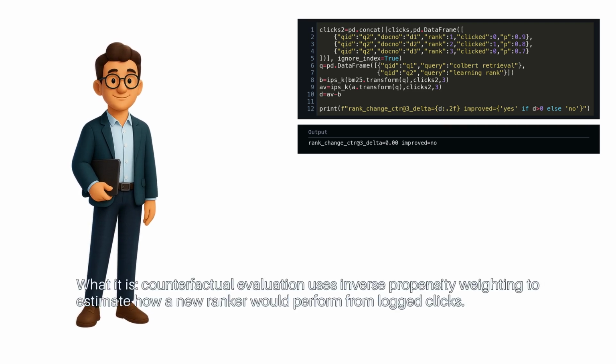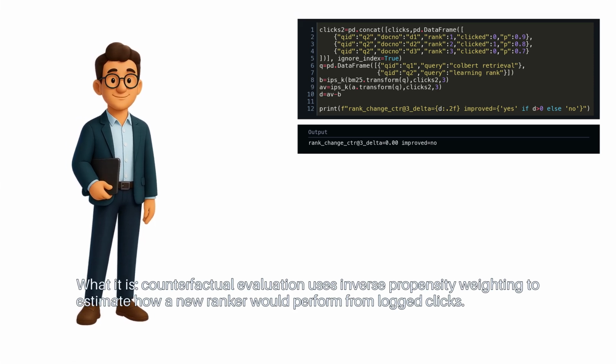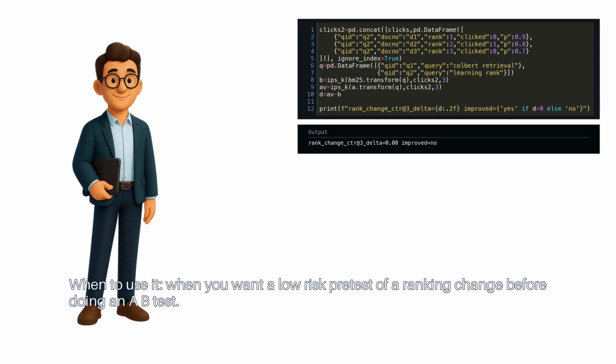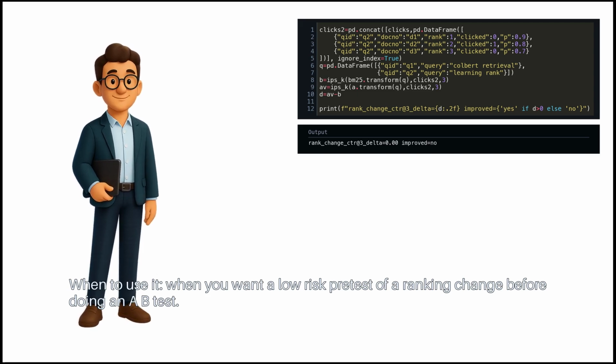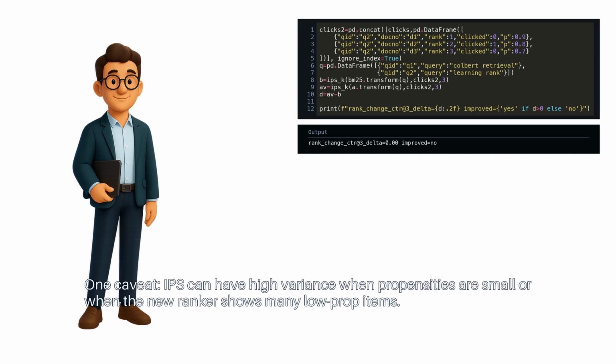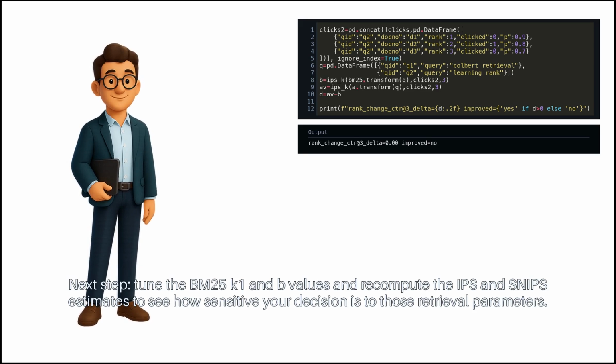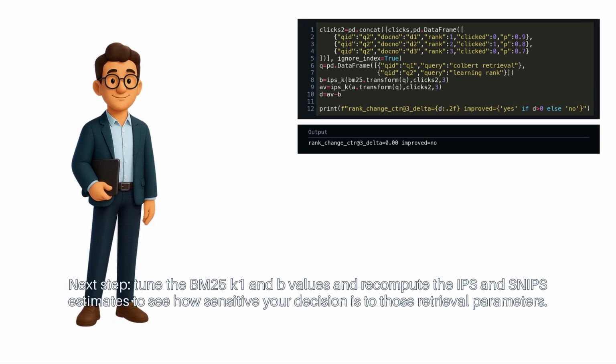Recap. What it is: counterfactual evaluation uses inverse propensity weighting to estimate how a new ranker would perform from logged clicks. When to use it: when you want a low-risk pretest of a ranking change before doing an A/B test. One caveat: IPS can have high variance when propensities are small, or when the new ranker shows many low propensity items. Next step: tune the BM25 K1 and B values and recompute the IPS and SNIPS estimates to see how sensitive your decision is to those retrieval parameters.